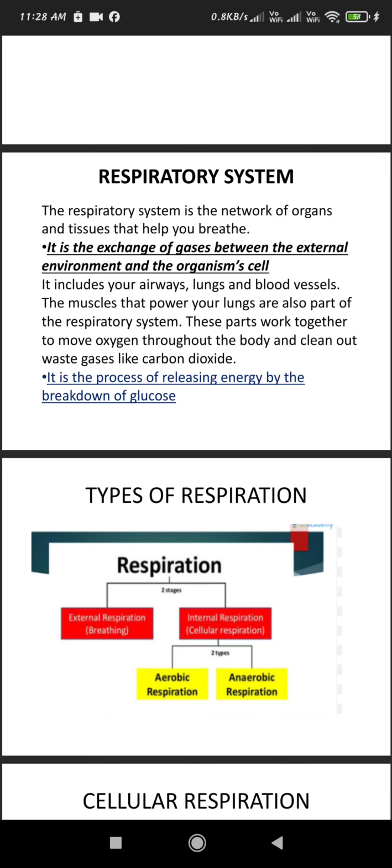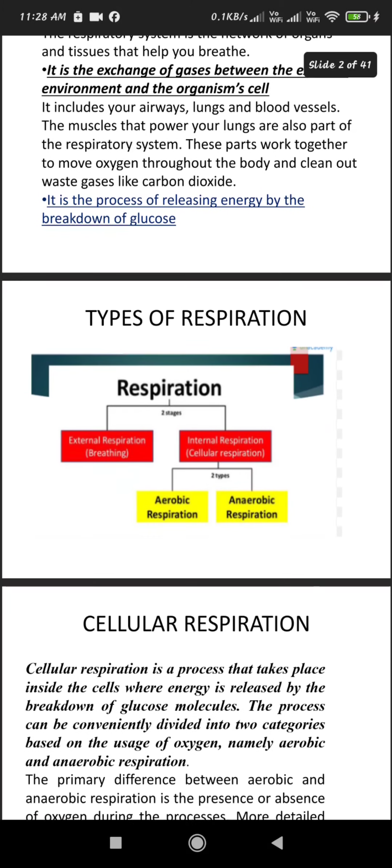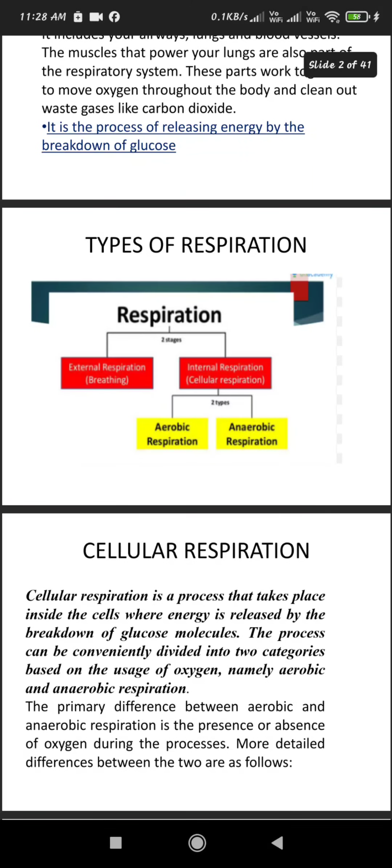Now, respiration is of two types: external respiration and internal respiration. External respiration is also called breathing. It is simply the exchange of gases, which means we take in oxygen and we give out carbon dioxide. So the exchange of gases by the process of diffusion is known as breathing. It's a physical process that depends on the principle of diffusion. No energy is released in the process. Breathing means we are taking in oxygen and giving out carbon dioxide.